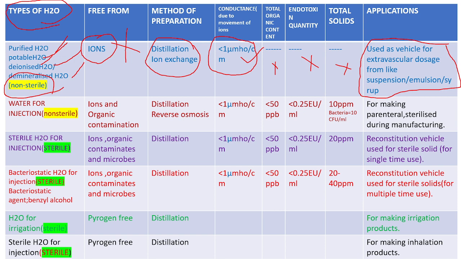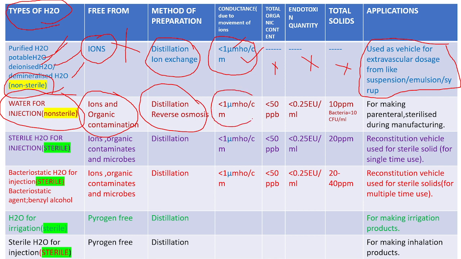Next one is water for injection. That is also non-sterile, meaning it contains living microorganisms. This is free from ions and organic contaminants. Organic contaminants are nothing but endotoxins and exotoxins. It does not contain exotoxin and endotoxin along with ions. How can we prepare it? By the distillation process or reverse osmosis process.